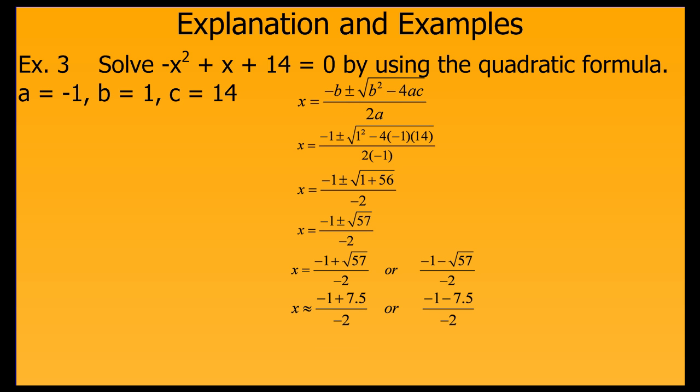If we want, though, we can use our calculators to get an estimate for the square root of 57. And then we simplify further to get approximate answers. Please note that because we rounded the square root of 57 to 7.5, these are not exact answers. If we want exact answers, we need to leave them in radical form.